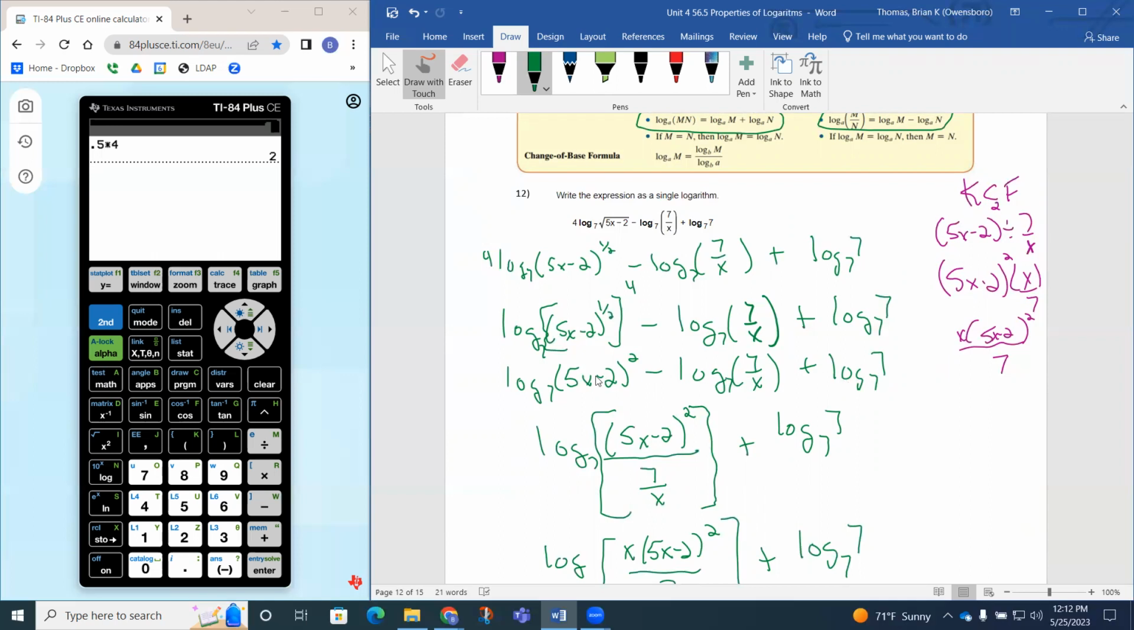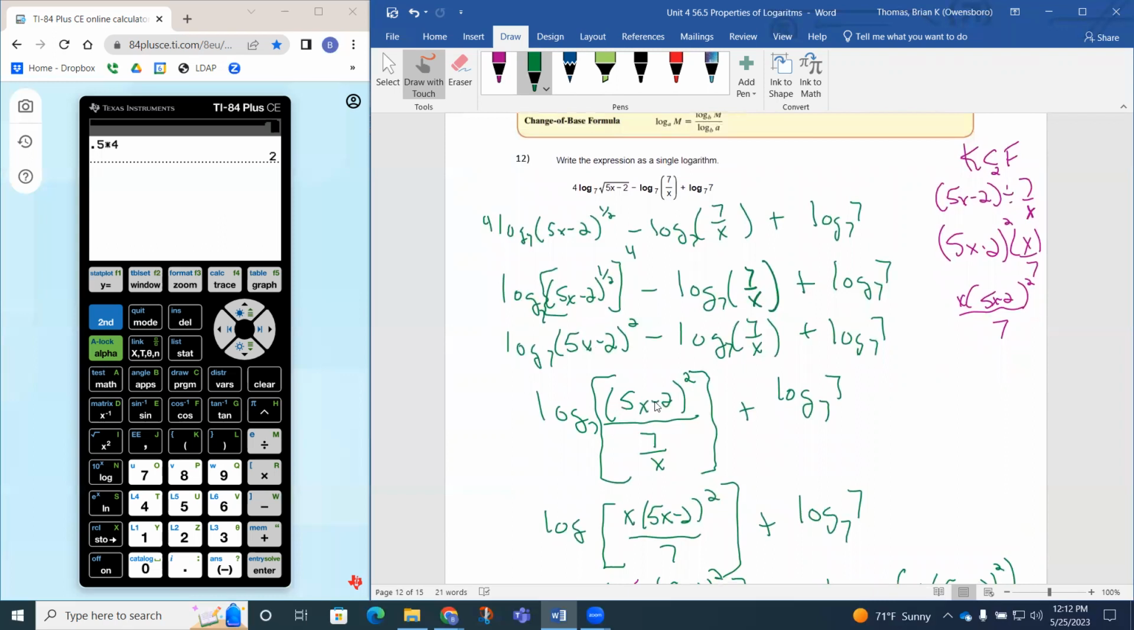The next thing we did is the subtraction became a quotient. So I have the log of 5x minus 2 squared over 7 over x. But this is what's called a complex fraction. So to simplify that, remember a fraction bar is a division symbol. So I can write this as 5x minus 2 squared divided by 7 over x. Remember, dividing by fractions can be changed to multiplying by the reciprocal. So we have what's called Kentucky Fried Chicken: keep, change, flip.